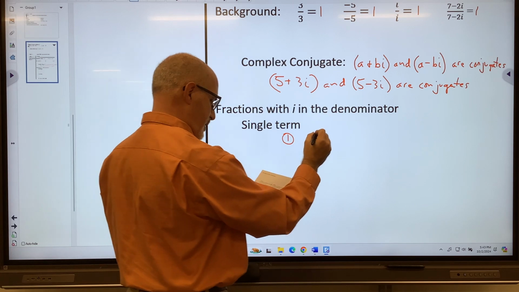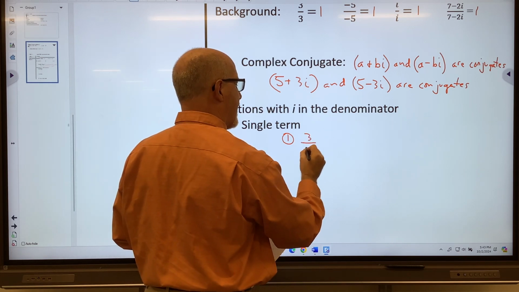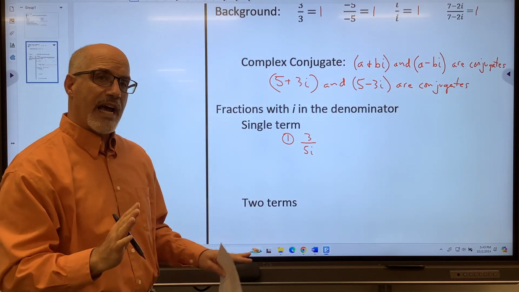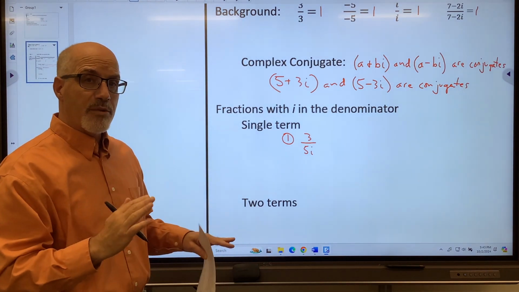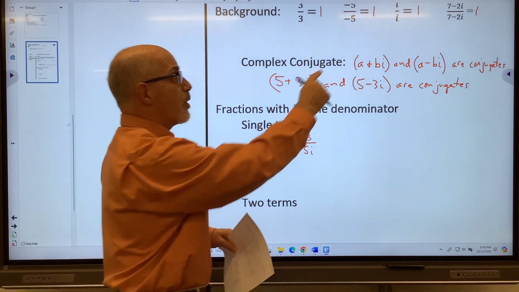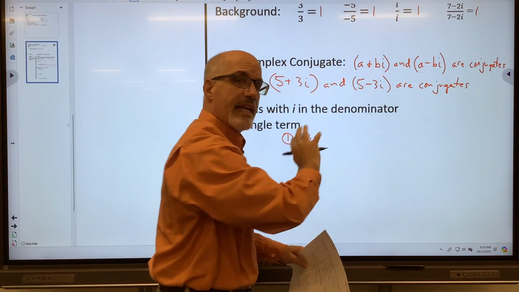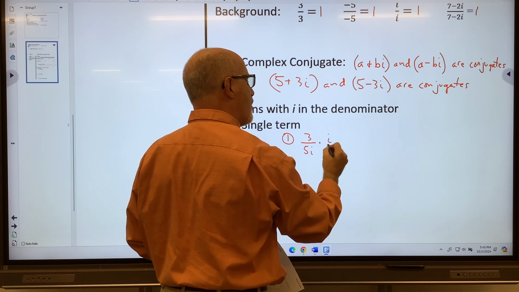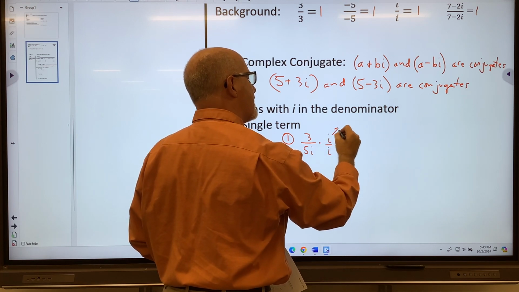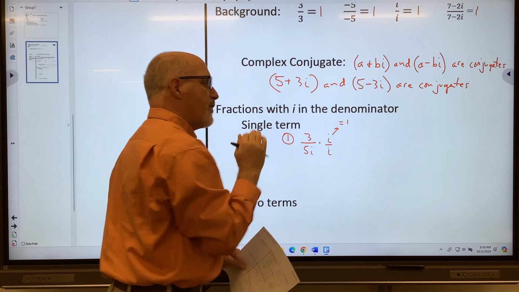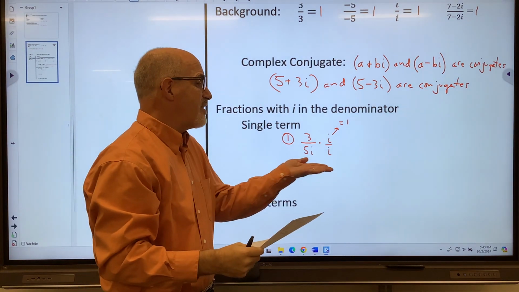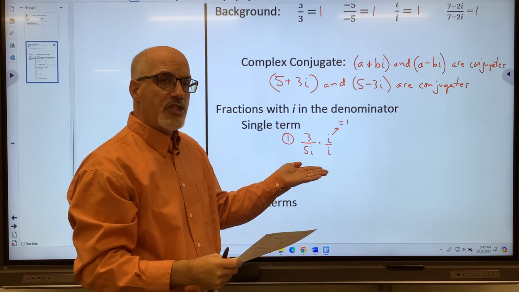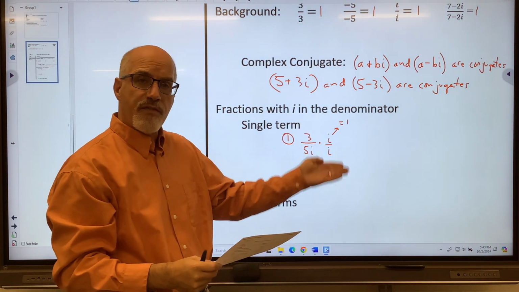If you've got, for instance, 3 over 5i, so a single term with an i in the denominator, this is the simplest form of being able to simplify. We're going to draw upon this i over i equal to 1 fact. If I multiply this by i over i, this is equal to 1, and multiplying by 1 doesn't change the value at all. It just changes the form.